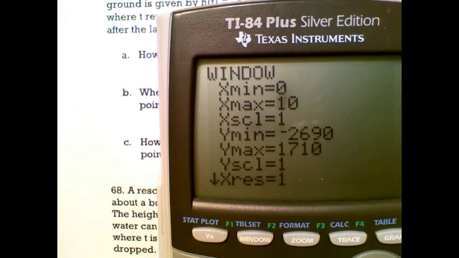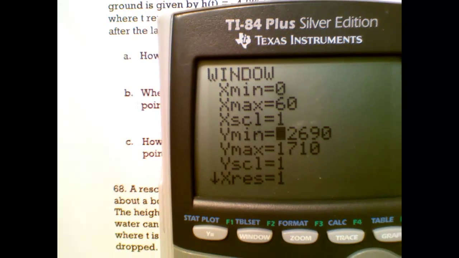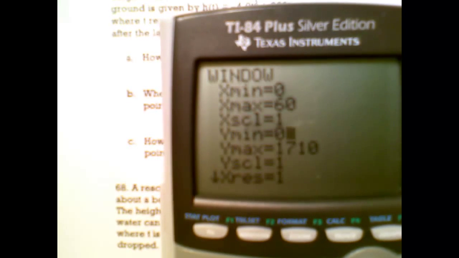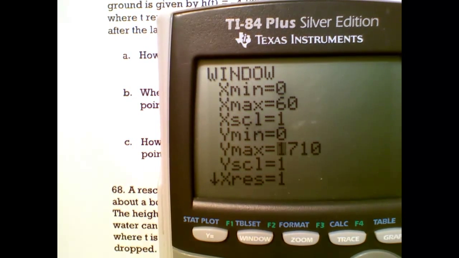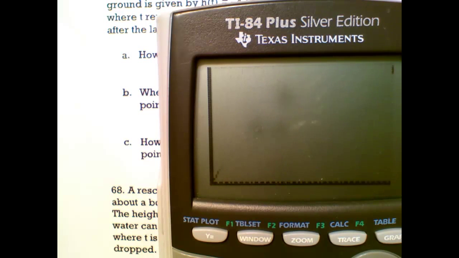Well, if a rocket's launched in the air, I would say the rocket could be in the air for more than 10 seconds. I don't know, what do you think? How about 60 seconds? Maybe even longer. And if it's launched in the air above the ground, it can't be below the ground. That's what your y represents, so y would probably start at 0. Let's just say, I don't know how high it goes, maybe 5,000 feet.